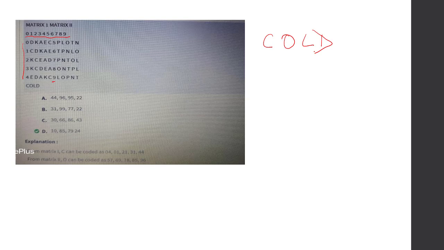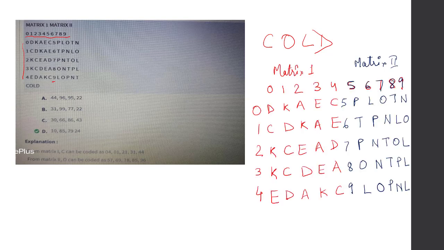There are some examples given here. For example, if I have to read the letter C here, actually this matrix has slightly shifted. 0 has just come above 0. So it's better if we rewrite it. Give me a minute, I'll do that quickly. The values written in red form matrix 1, and the values written in blue form matrix 2.